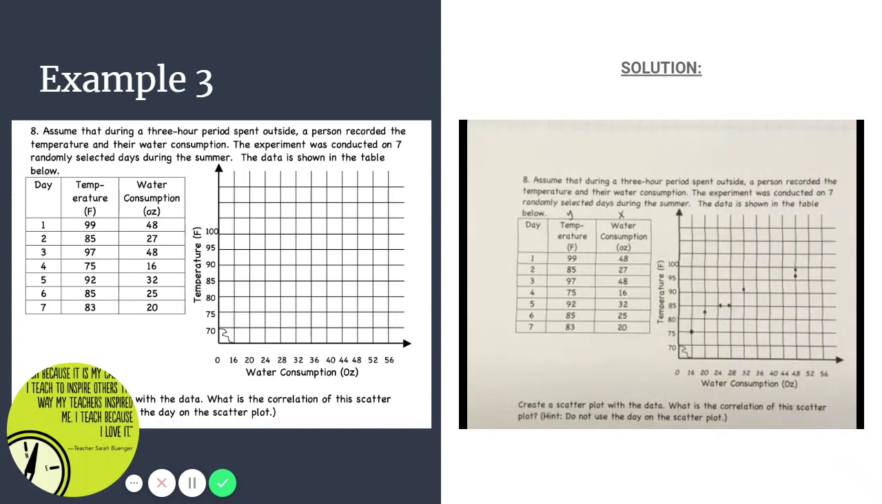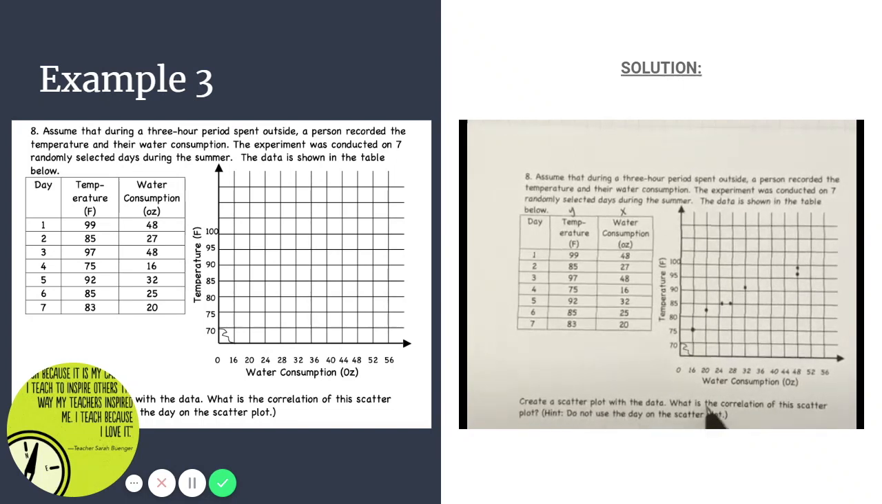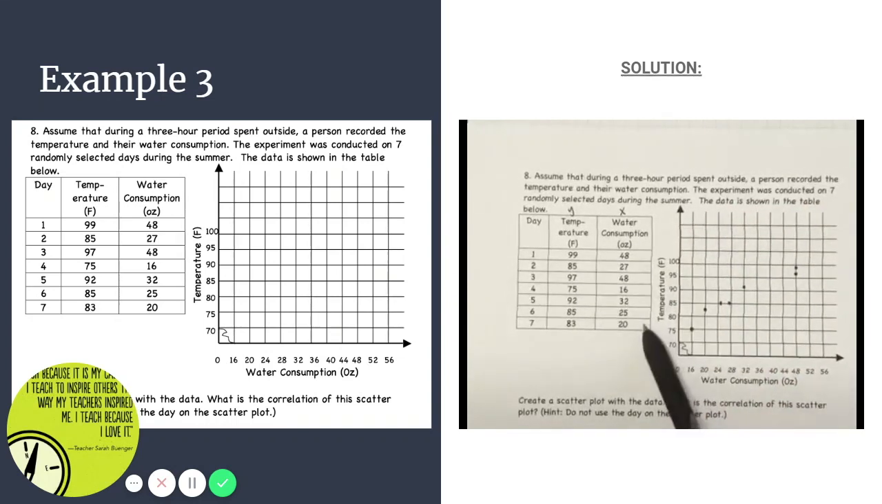So that is what your scatter plot should look like. So we've created a scatter plot with the data, and now we want to look at the correlation of the scatter plot. So you don't need the day, just like we said before. We're just plotting the water consumption as my x, the temperature as my y. So as the amount of water consumed increases, the temperature also increases, which makes sense, right?